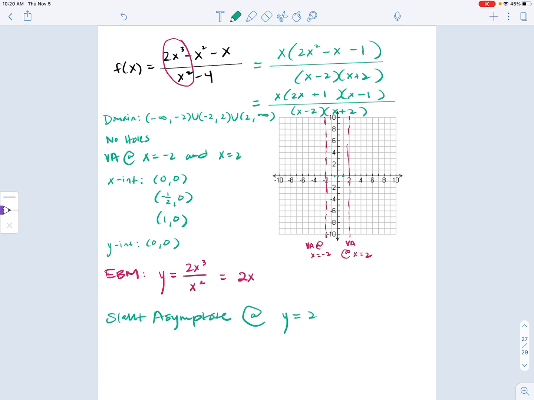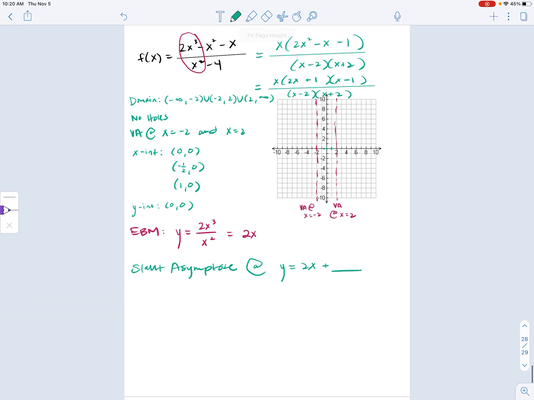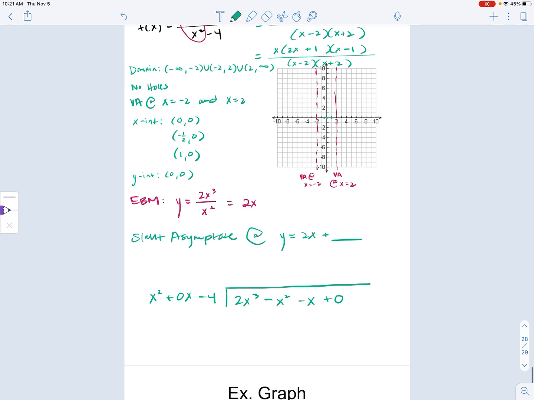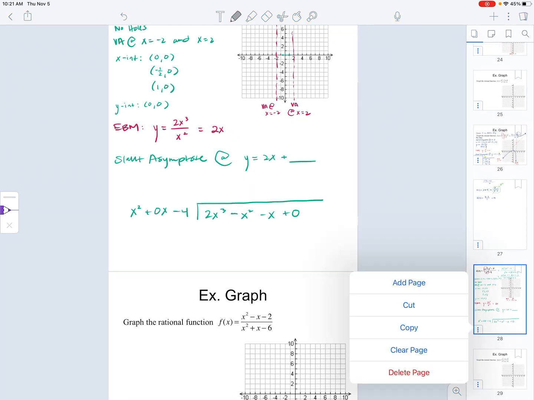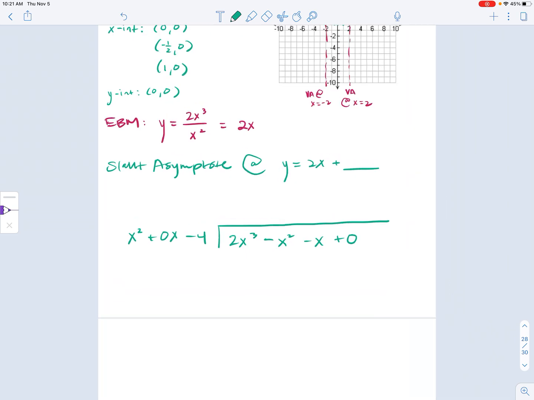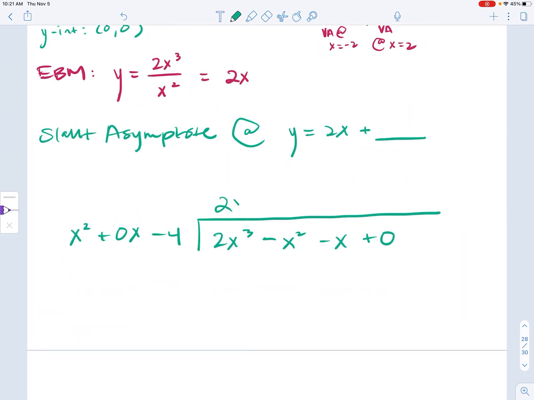So I know that the slant asymptote will be at y equals 2x plus something. And again, to find the plus something, I need to do polynomial long division, and I need to use a placeholder for the x term. Put plus 0. I'm just going to give myself one more page for a little more room.